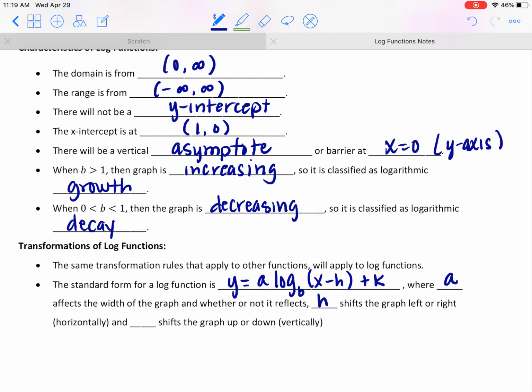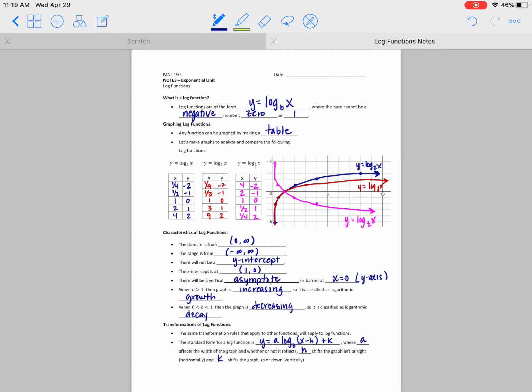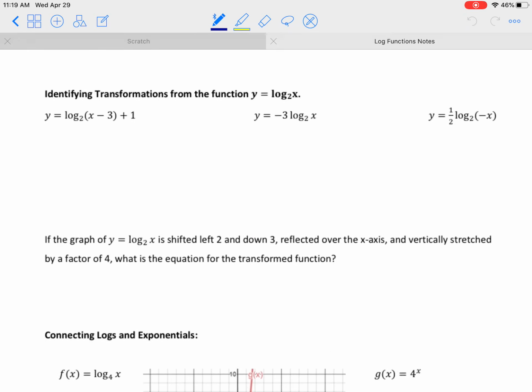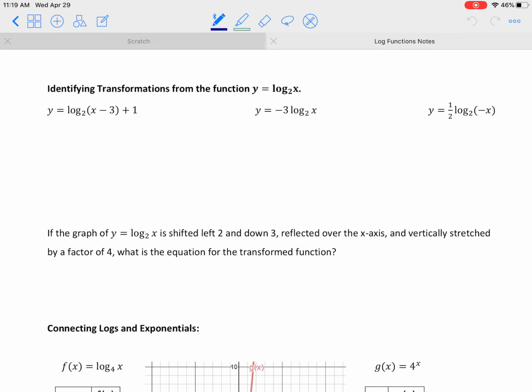So we could stretch, compress, or reflect the graph depending on the value of a. If it's bigger than 1, it's going to stretch it. If it's a fraction, it's going to compress it. And if there's a negative there, it's going to reflect it. And then h is going to tell us whether that graph is going to shift to the left or right. And then k is going to tell us whether that graph is going to shift up or down.